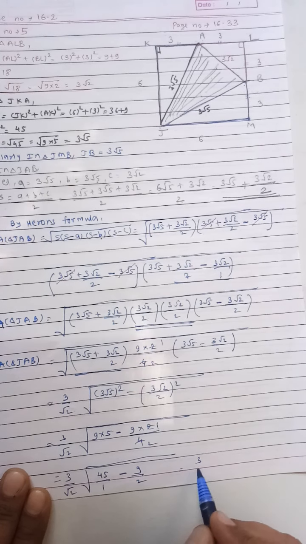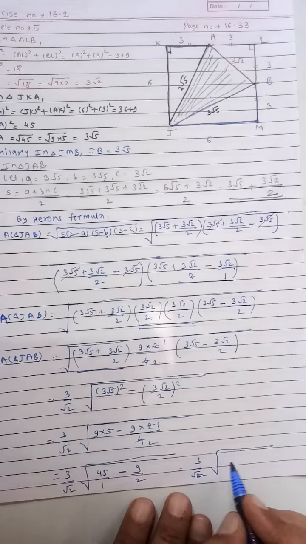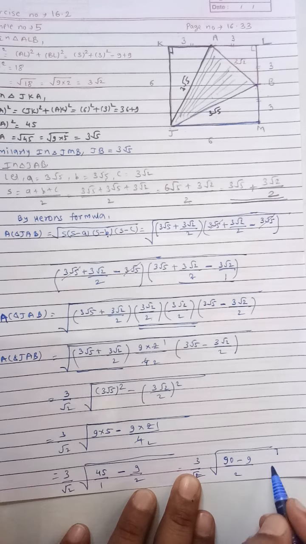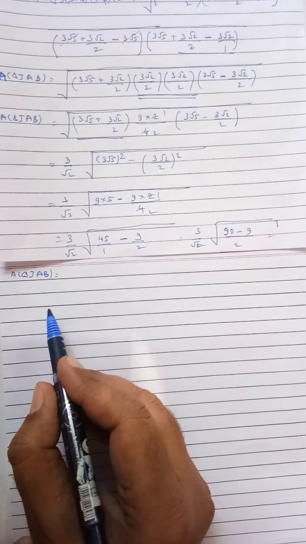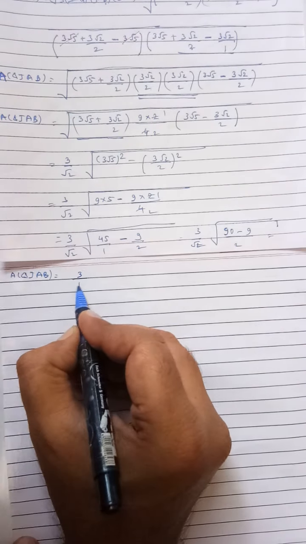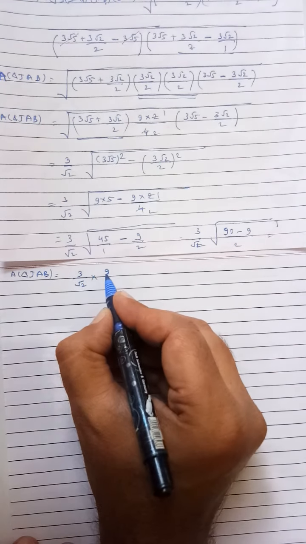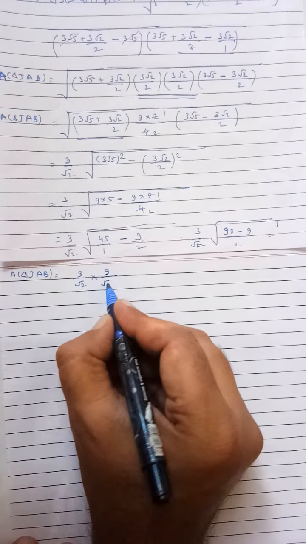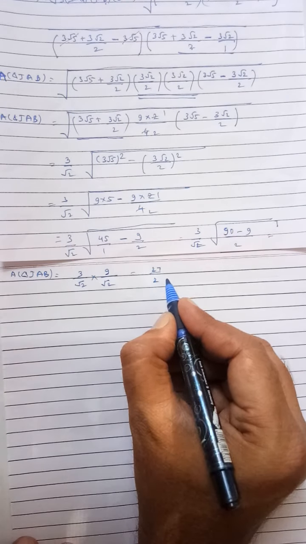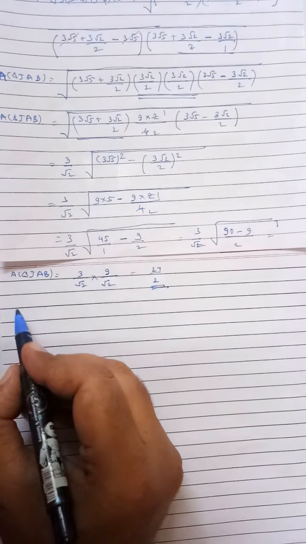Do this subtraction. 3 by root 2 into under root 90 minus 9 by 2, that is equal to area of triangle JAB, which is 3 by root 2 into 90 minus 9, 81. 81 square root is 9 upon root 2, 2 square root is 2. 9 3s are 27 upon root 2 into root 2, root 4 for 2, means area of triangle JAB is 27 by 2.